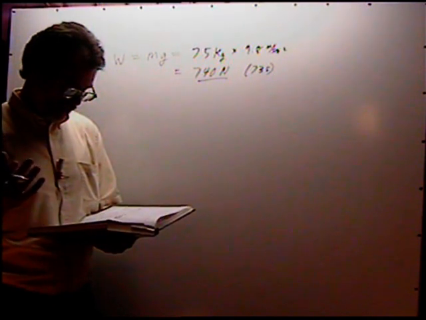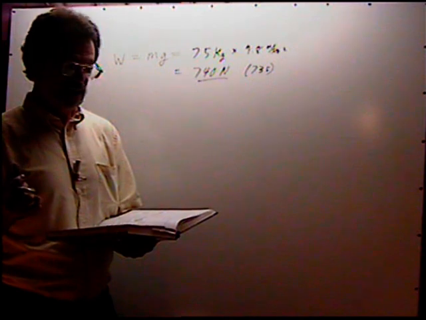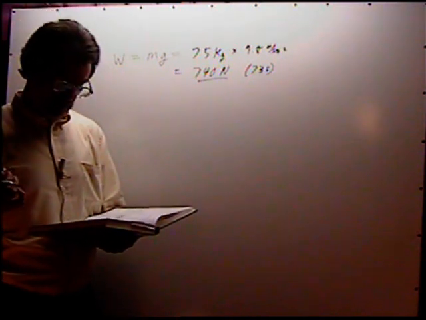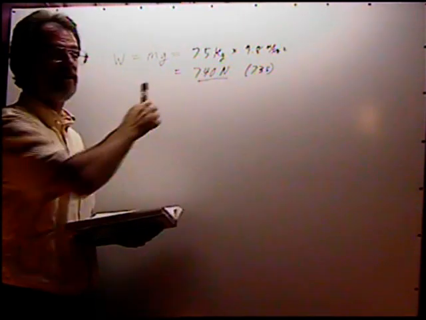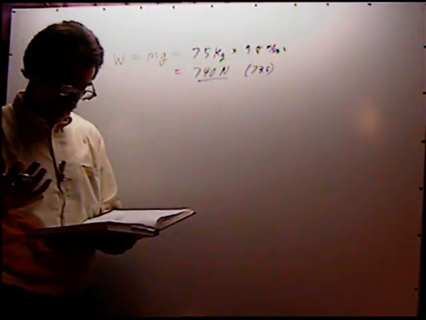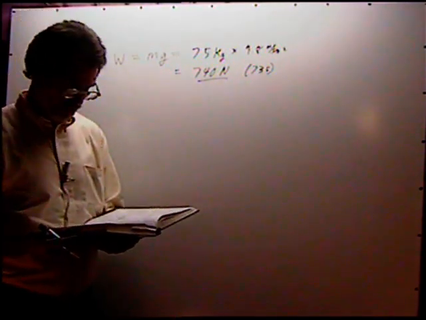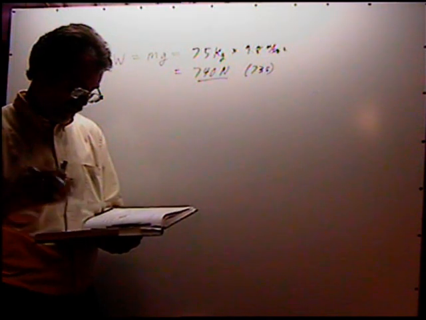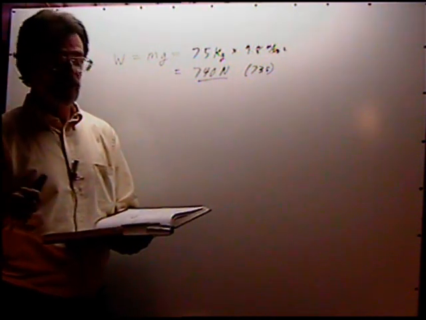Part B, the weight that he reads when the elevator is rising at a constant speed. When he's rising at a constant speed, again, he's going to read the exact same thing. There's no acceleration. If it's a constant speed, there's no acceleration. He's going to read the exact same weight, 740 newtons. Now, C and D is where the elevator is accelerating one way or the other.